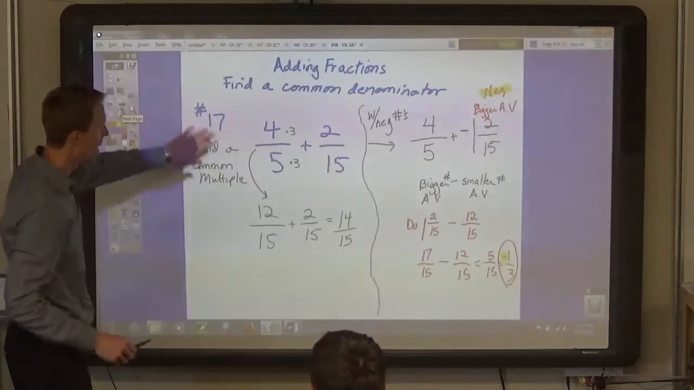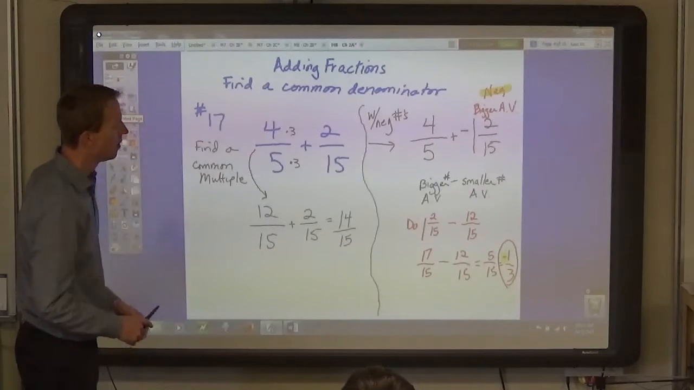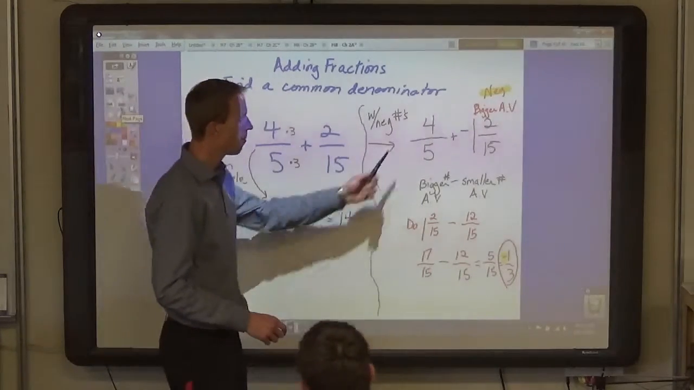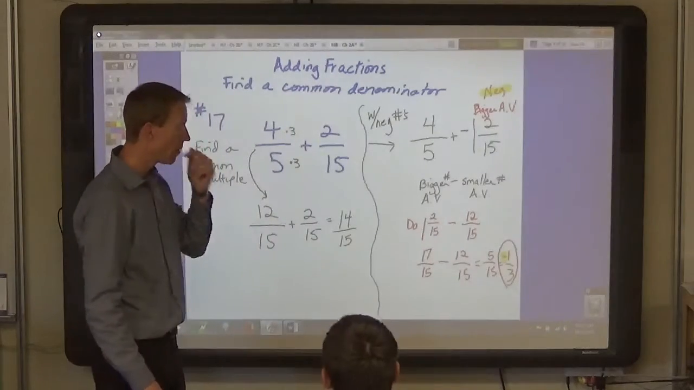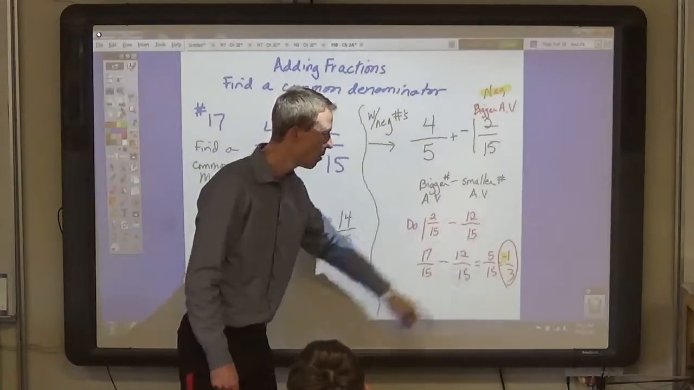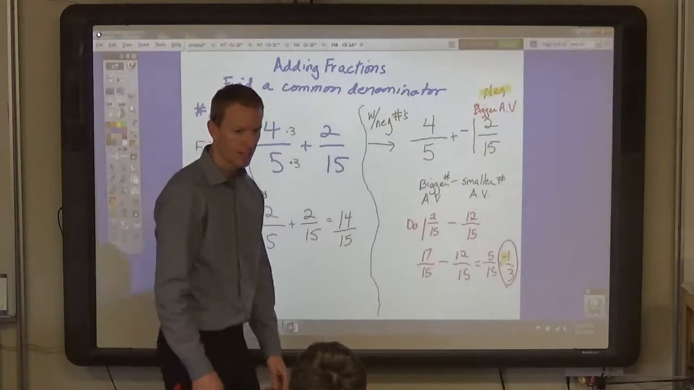And then more adding fractions. I guess we already did that. Subtracting fractions, you have to remember to find or use the bigger absolute value minus the smaller absolute value. Find the answer.